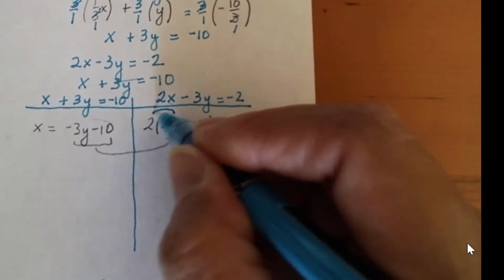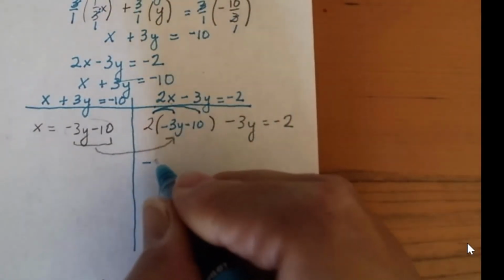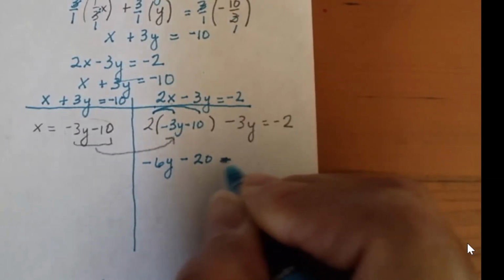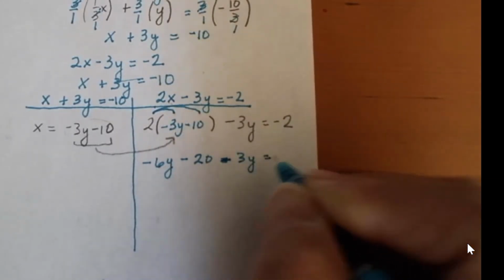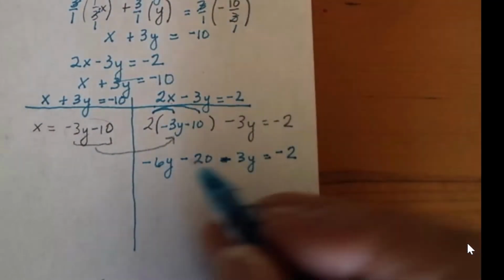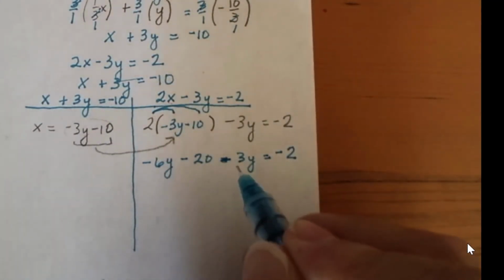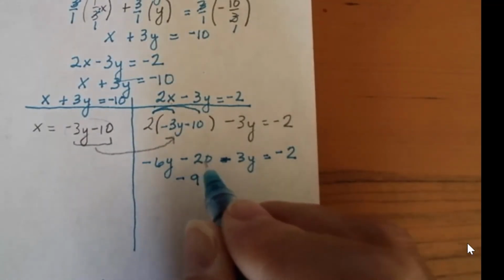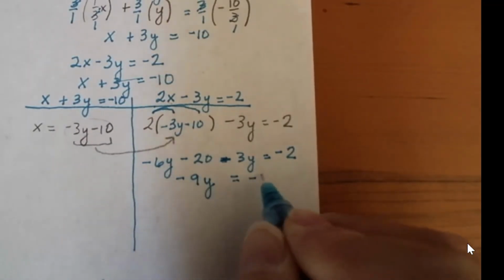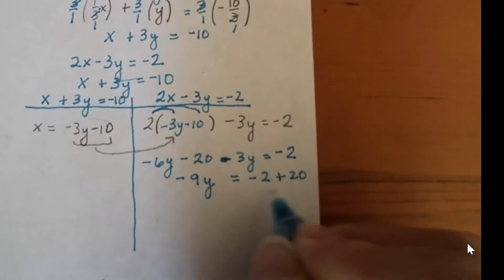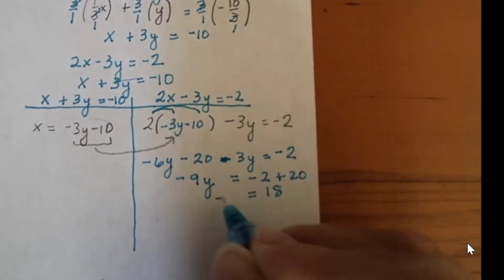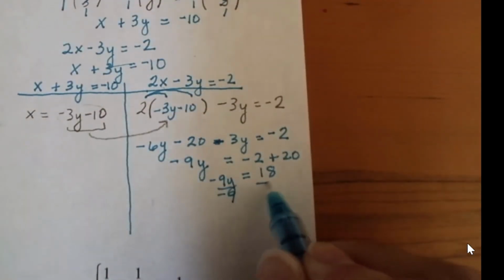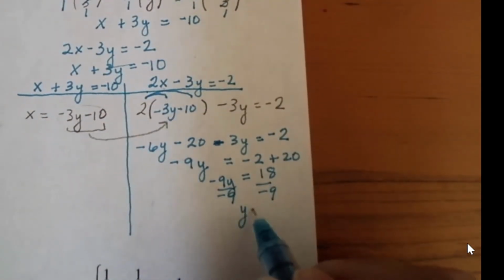Now I'm going to solve for y. So I'm going to distribute. I get negative 6y minus 20 minus 3y equals negative 2. Then I combine my two like terms, which gives me negative 9y, and I add the 20 over here, so I've got negative 2 plus 20, or 18. So negative 9y equals 18. Then I divide by negative 9, and I get that y is negative 2.